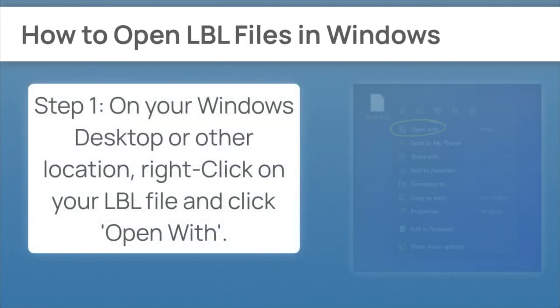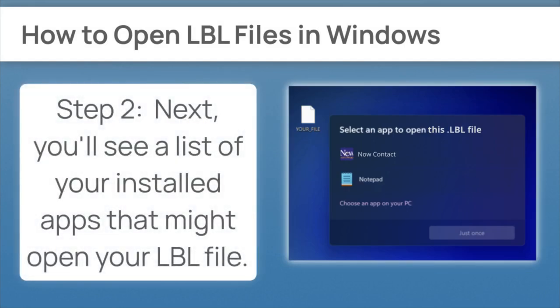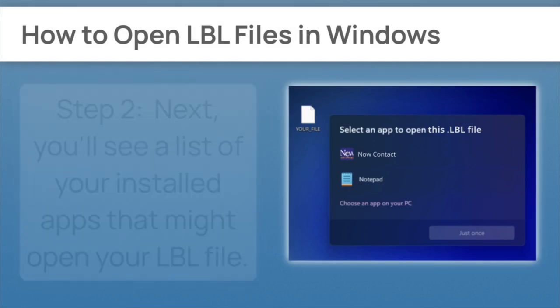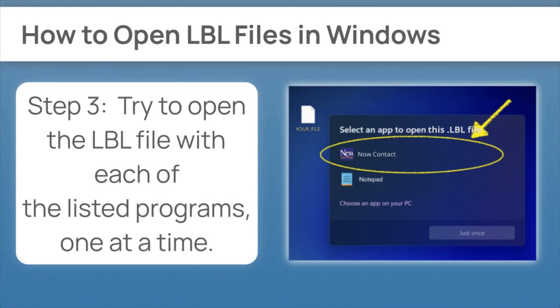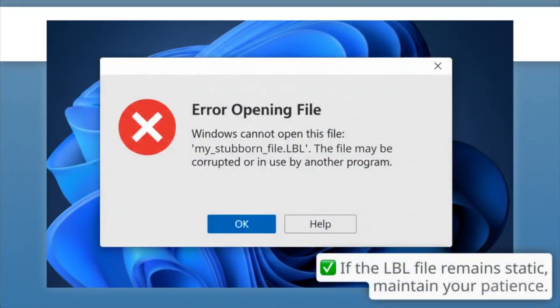We'll begin by checking potential openers. Right-click the LBL file and click Open With. If Now UpToDate, Now Contact is present, use that first. If it's missing, select another program. A quick test will reveal the right app. The specificity of the LBL format is likely what caused the error.